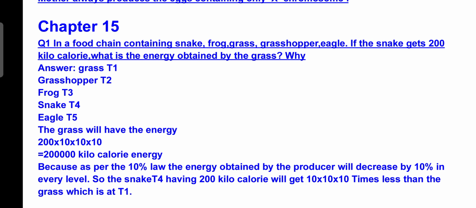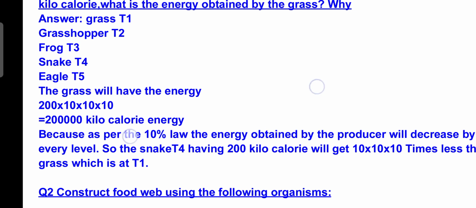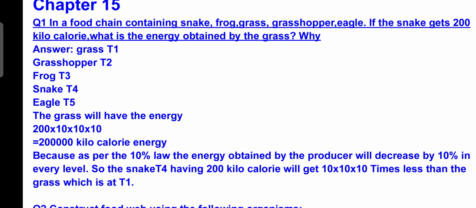Any number may be given. Here it is 200. It can be given as 100 or 500 kilocalorie. So while moving from T1 to T2, you have to remove one zero, or you have to shift one decimal place. Now grass being T1, write the food chain for the given organisms.